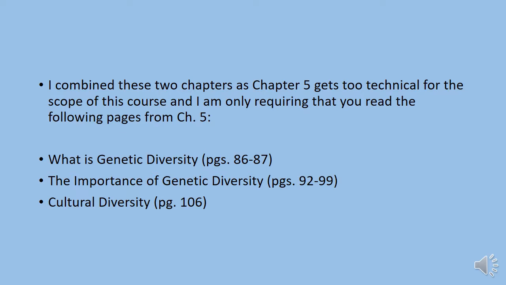When you're reading along, it gets kind of technical and goes pretty in depth on some things. And for this course and the scope of it, you don't really need to go that deep into those details. So for chapter 5, you just want to read the pages here, about what genetic diversity is and why it's important, and the little bit about cultural diversity there. That'll save a lot of math.